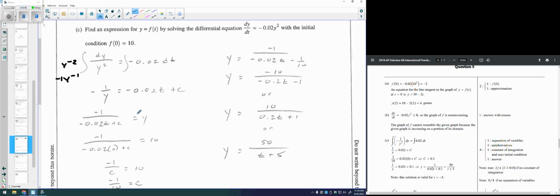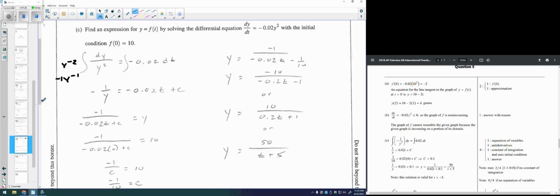At this point, the AP folks plug in the 0 and 10, if you look at their work. That's totally fine. They got C equals 0.01. I got C equal to a negative 0.01. That's fine, I already took care of this negative sign and brought it over, which is why we have different signs for our C. If you plugged in the 0 and 10 and found C, you got another point.